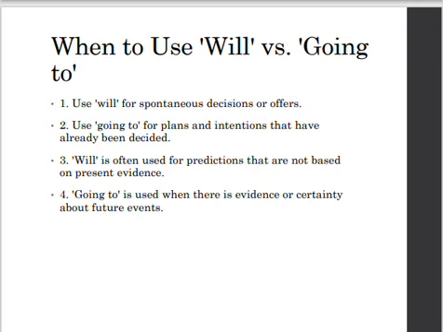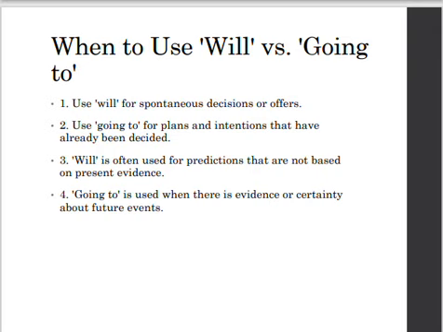2. On the other hand, going to is used when we are talking about plans and intentions that have already been made. For example, she is going to travel next week. This action was planned in advance.